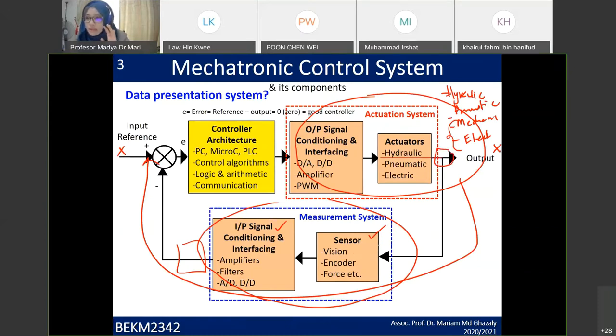So remember, every time in your final year project later on, if you need to design a closed loop system, then you need to have a sensor. If you are using a DC motor, remember the DC motor you learned last week in the chapter on electrical systems, there's no sensor or encoder, so you need to buy an encoder and connect it to the output shaft of the DC motor.